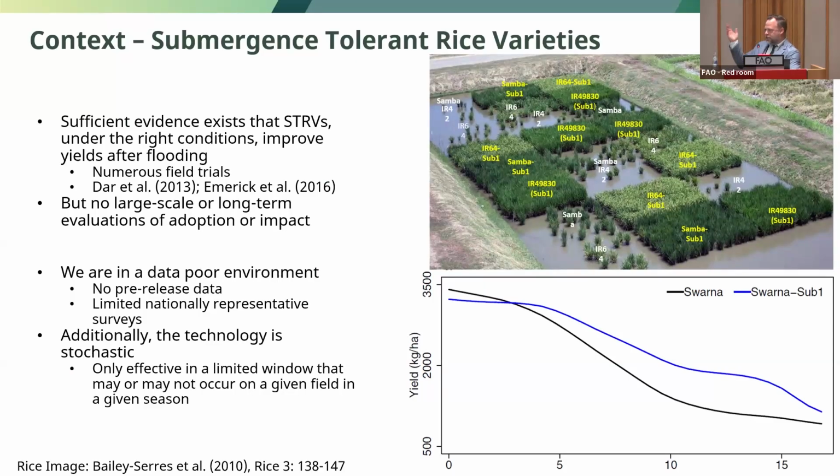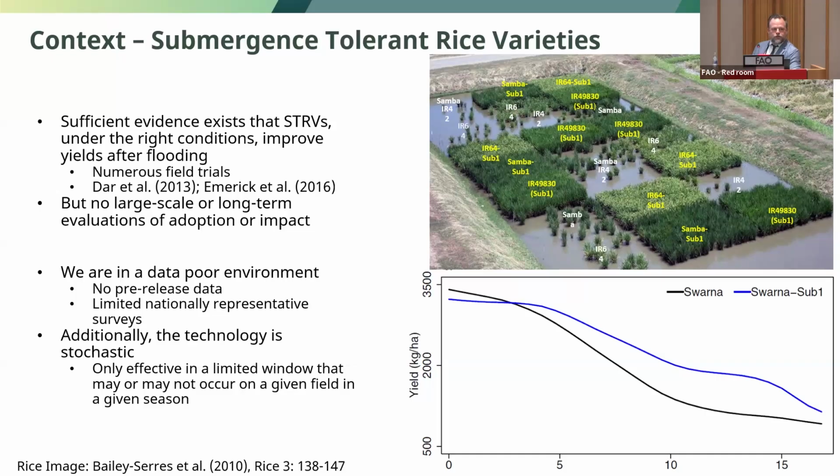This is a project initially funded by Karen McCurs and SPIA. We're looking at submergence-tolerant rice varieties, a variety of rice that was developed 20 years ago now by IRRI. It's a variety of rice that can sustain flooding much longer than a normal rice cultivar.